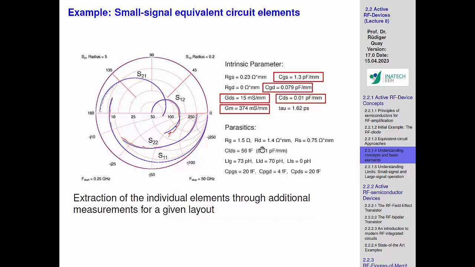And then, how did people come to that? You measure them here from 0 to 50 gigahertz, and you see then that with accounting for all that, you get a relatively good agreement between the idea you have of this FET, the model, and what the FET actually does in reality. Good.